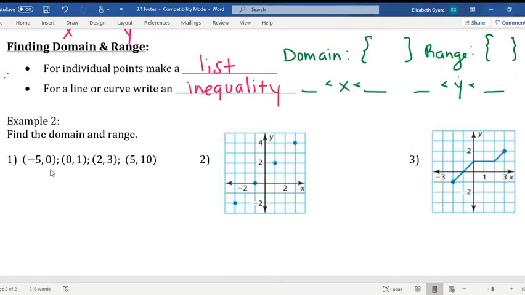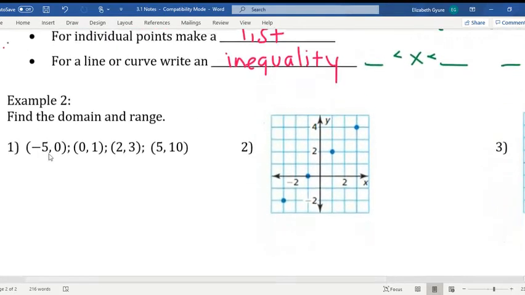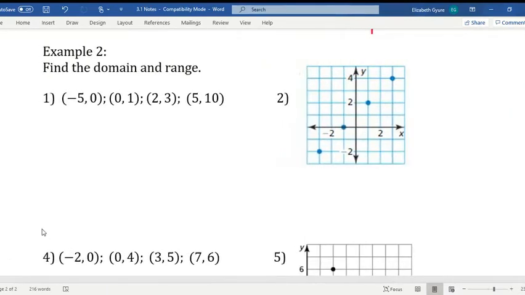So take a look at number one. Is this a list of individual points or is this a line or a curve? This is a list, right? This is just individual points. If it's individual points, we are going to make a list. I don't care if you just put D for domain and R for range, or if you write out domain and range. It's up to you. For today, since I want to make sure we remember our words, I'm going to write it out. So domain, a little colon, and then range.